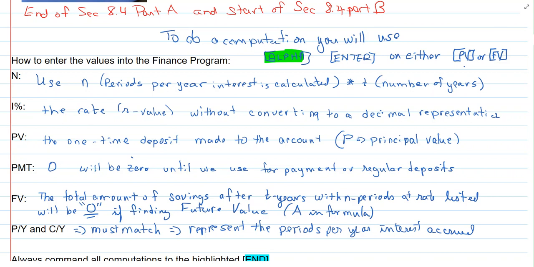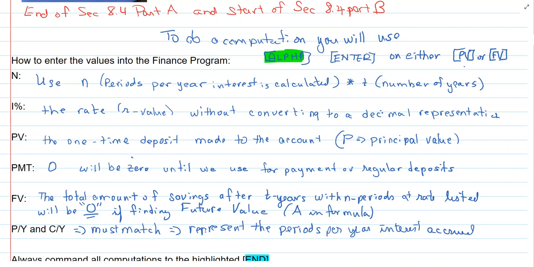The PV is the one-time deposit, and I can't stress that enough, that you're reading to know what you're entering. Garbage in, garbage out. The one-time deposit made to the account, the P, principal value. Payment will be 0 for the entire section of 8.4 because it stands for payments, and we don't do payments until we get to 8.5 and 8.6. So that doesn't help us any at the moment. We just need to make sure it has a 0.